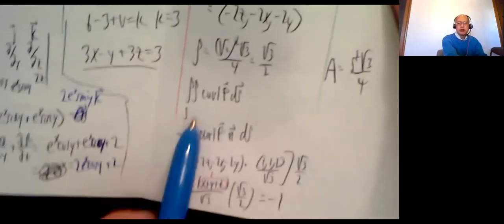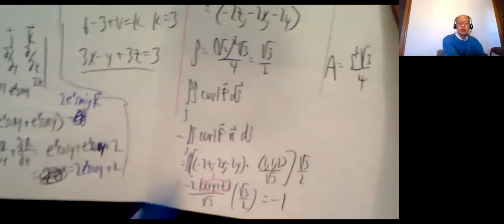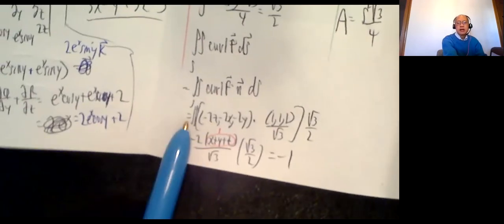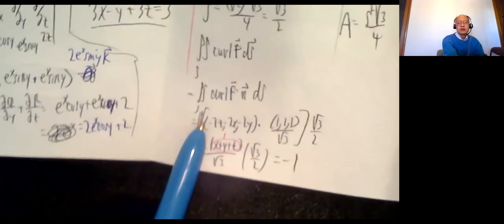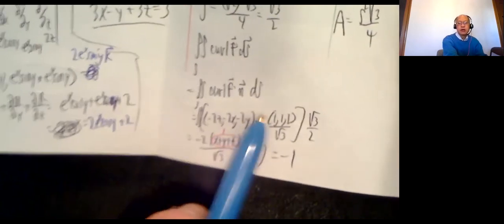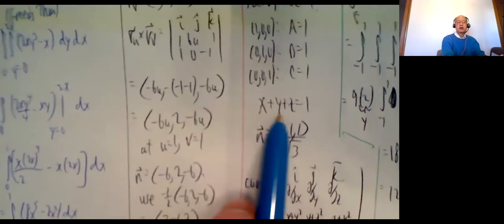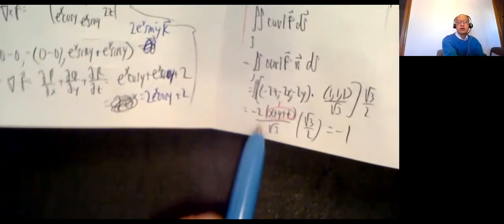All right, so the double integral of curl F dot dS, that is, curl F dot n dS. So curl F dot the unit vector: the dot product is <-2z, -2x, -2y> dot <1, 1, 1> over radical 3, times dS, which we know is radical 3 over 2. I factor out the negative 2: x plus y plus z, but x plus y plus z is equal to 1. So negative 2 over radical 3 times radical 3 over 2 gives negative 1.